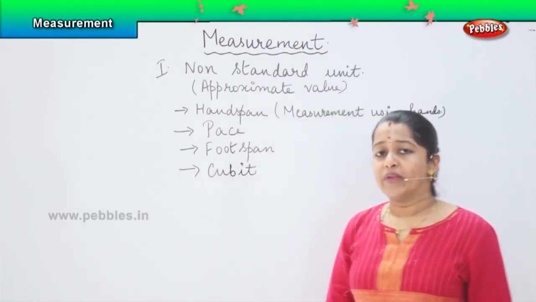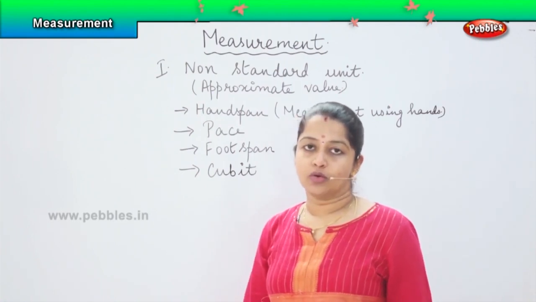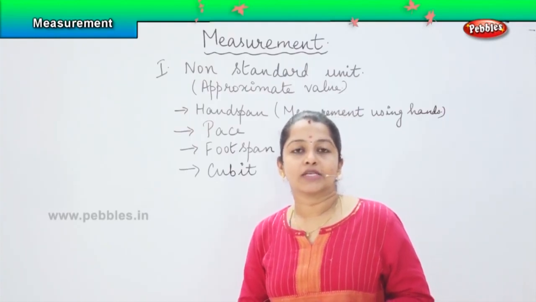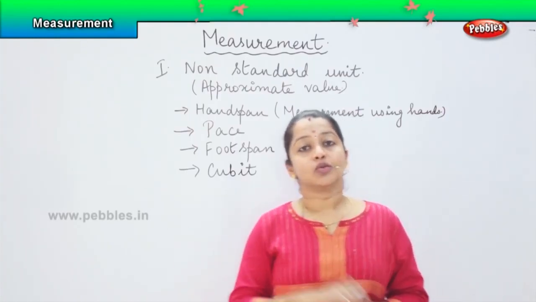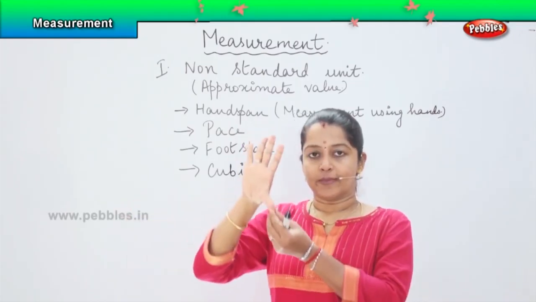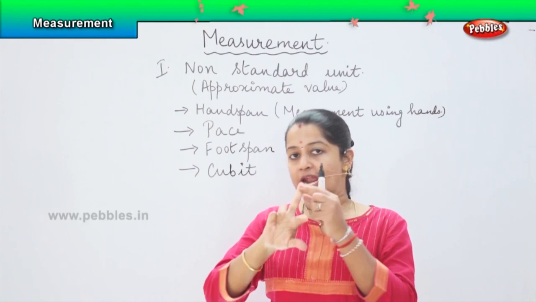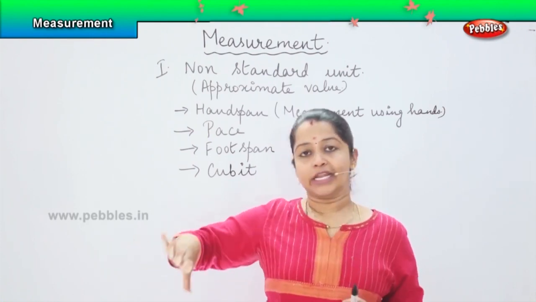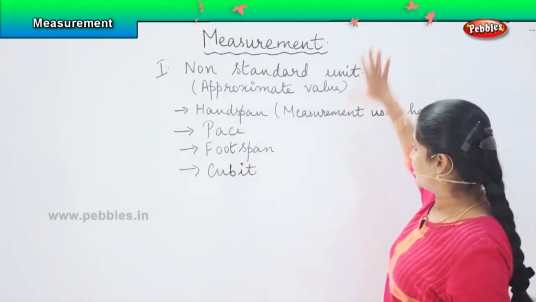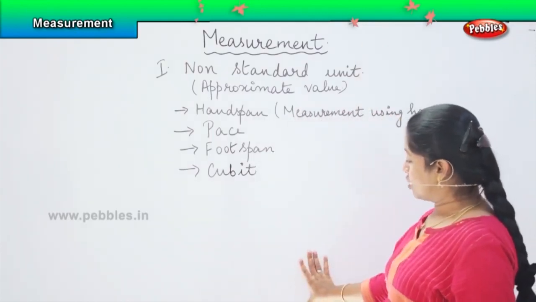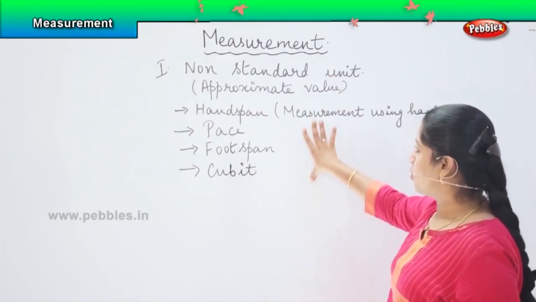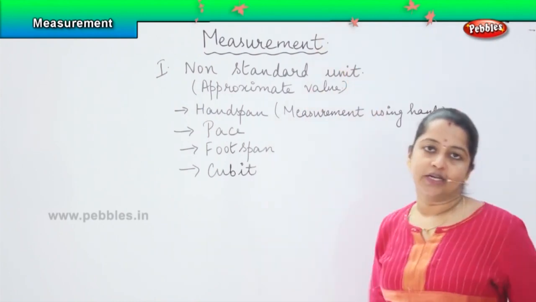Okay. So when we have to find an approximate value of something, say for example, you have a table and you are asked to measure the table using your handspan. So what will you do? You will just start like this. Your thumb finger will be the starting point and your index finger will tell you the end point. For example, if I start from here, my index finger will be the end point. So 1, 2, 3, and like this it goes on.